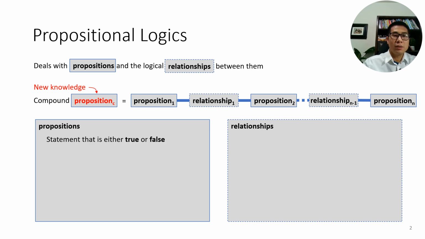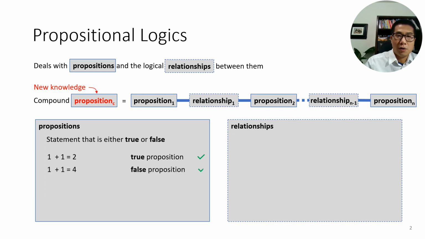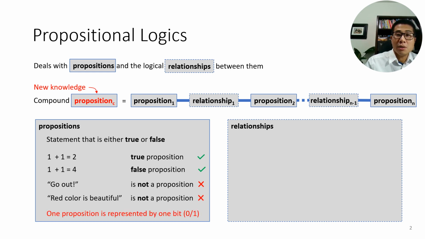So what are propositions? Again, they are statements that are either true or false. Like 1 plus 1 equal to 2 is a true proposition. 1 plus 1 equal to 4 is a false proposition. "Go out" is not a proposition. "Red color is beautiful" is not a proposition. So again, one proposition is represented by one bit, and that is how it's related.